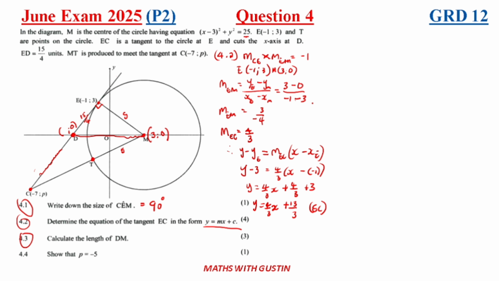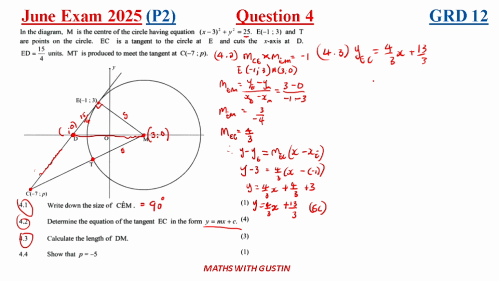All right, so now this is what we have, the equation of EC. The equation of EC is given by y = 4/3x + 13 divided by 3, sorry about that, divided by 3.